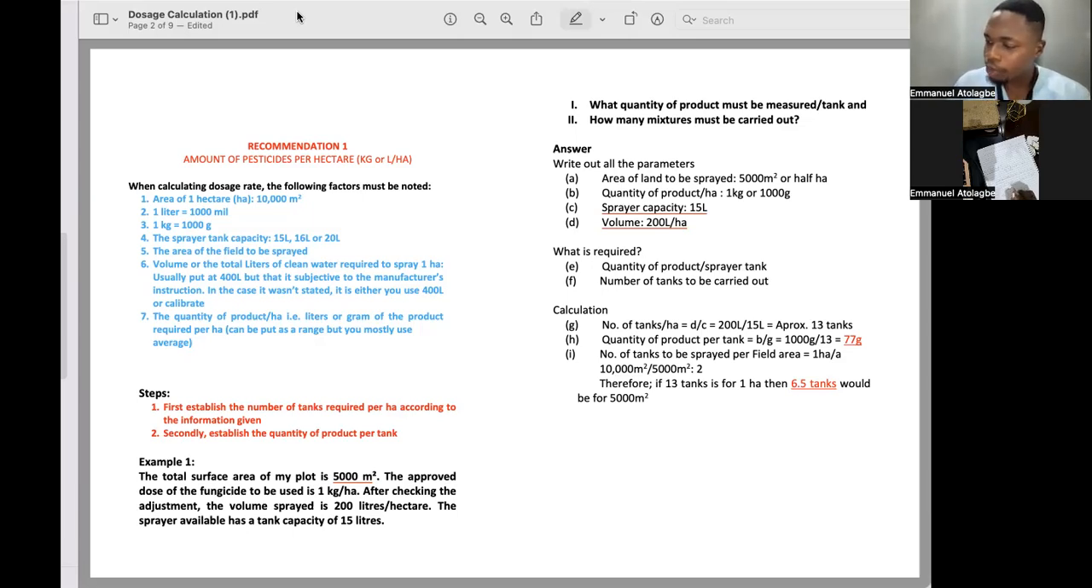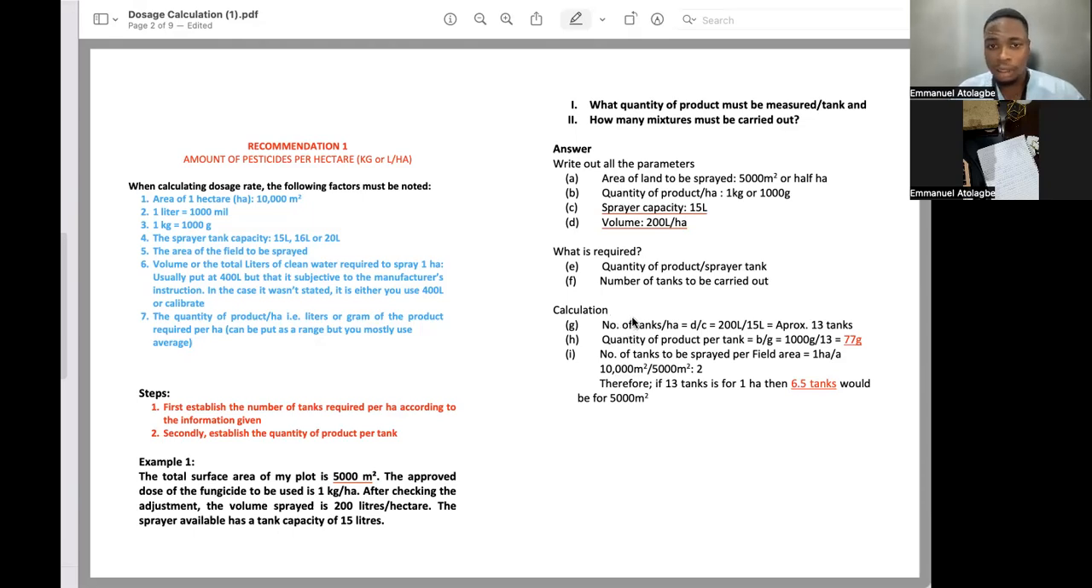So this was what was done here. So the area of land was stated here, if you can see my screen. Quantity of product was stated there, 1 kg. Sprayer capacity was stated there. Then the volume that is required to saturate a hectare was also stated there. So let's just delve into the calculation.